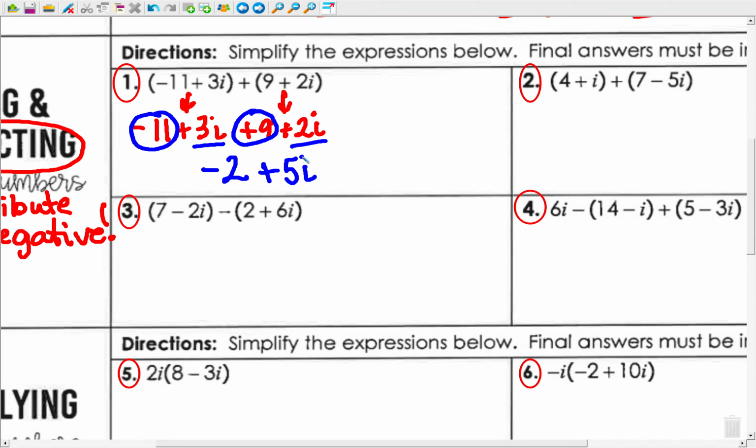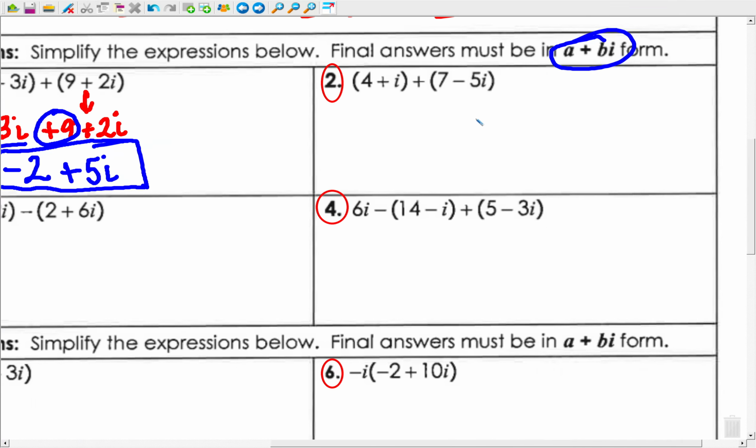Notice it's just 5i. It's not 5i squared. It's just 5i. That's all you do. You're done. For number 2, in the first parenthesis, you have 4 plus i. In the second parenthesis, you have 7 minus 5i. That 7 was a positive at that. Now let's get our like terms together.